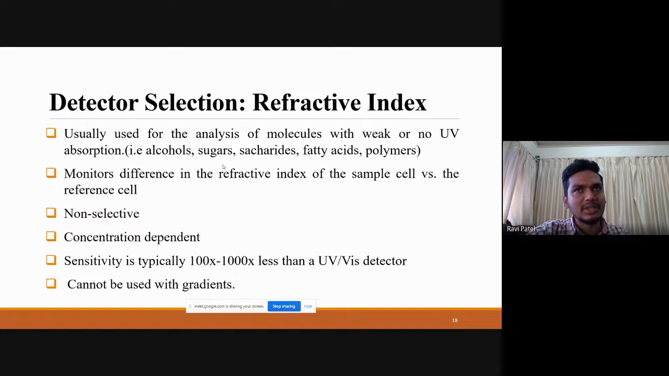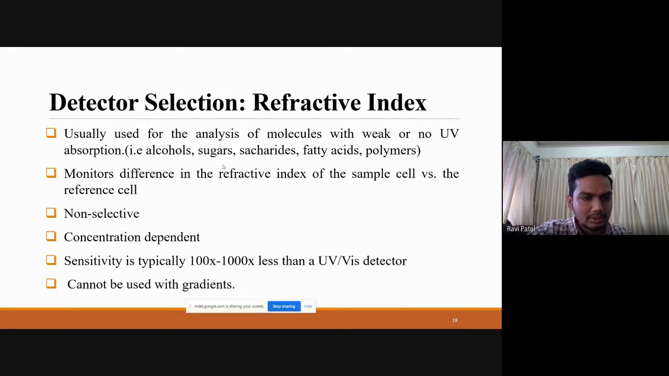It is non-selective in nature because, as we all know, refractive index changes with temperature. If I put an HPLC in a room at 25 degrees, and the room temperature slightly rises to 28 or 29, then the detector response for that particular peak will change, so we do not get a reproducible result. So in industry they maintain the room temperature while dealing with this refractive index detector. That's why it is non-selective in nature, and generally they don't prefer to use this detector.